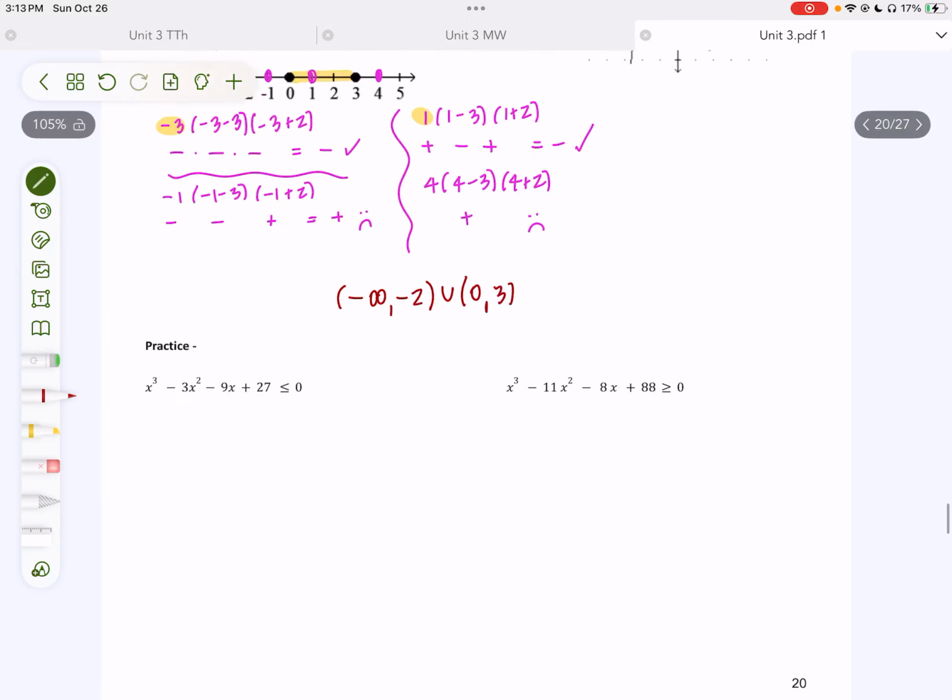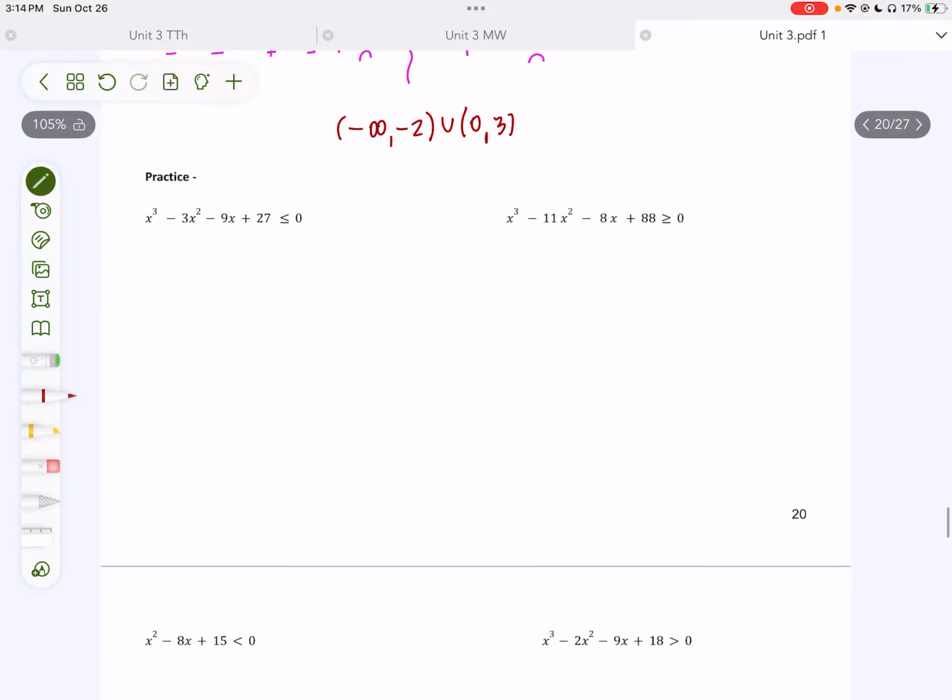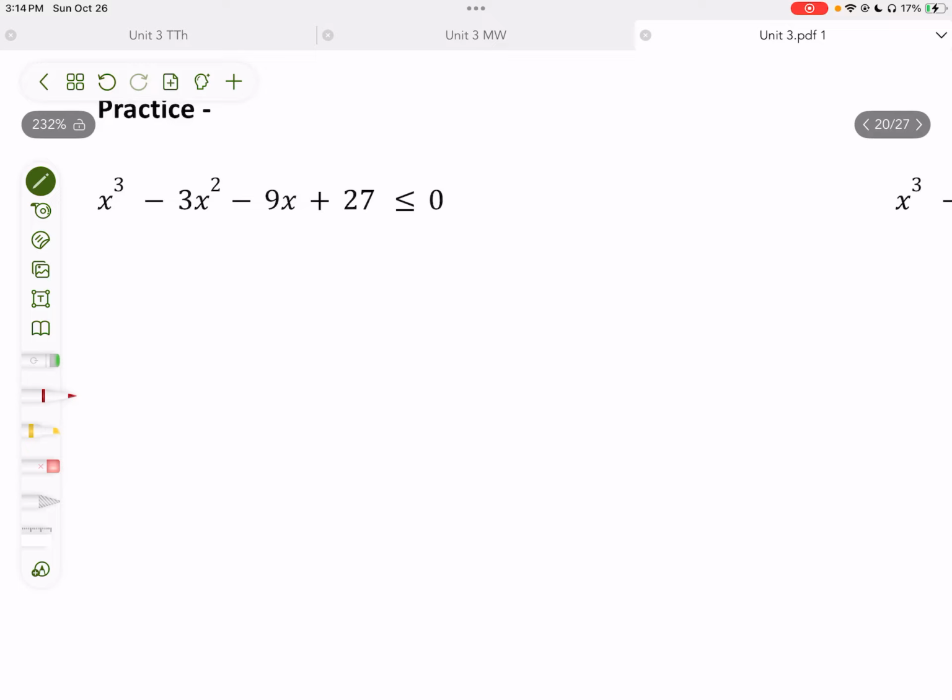Okay, the rest of this section is just practice problems, so we'll go ahead and do those. If you want to pause the video here and try to work through these on your own, feel free. Come back when you're ready.